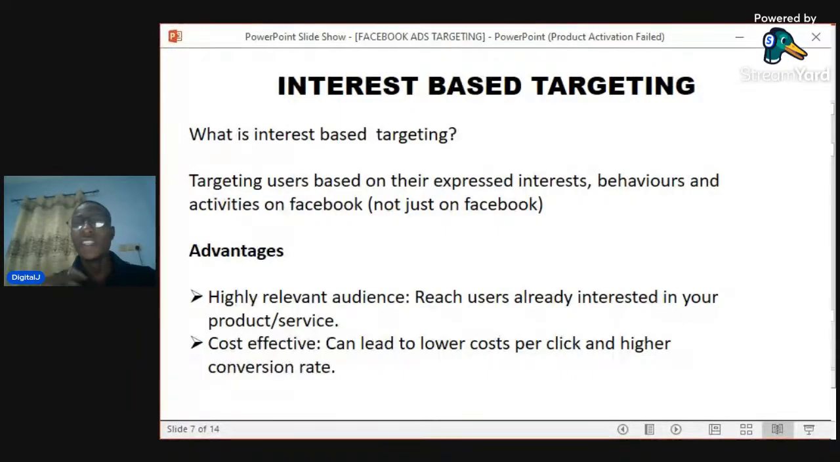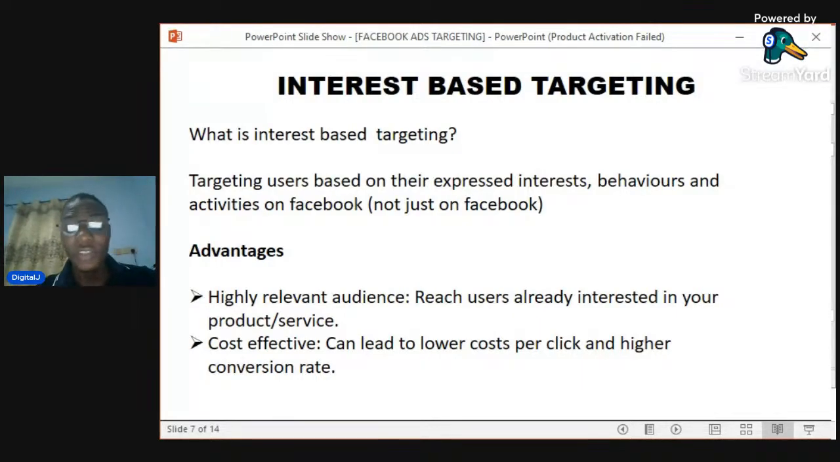You are the one telling Facebook that, okay, these are the kind of persons I want you to show my ads to. Understand? So it is not like broad targeting where you leave the targeting to Facebook to do for you. No, for interest-based targeting, you are the one telling Facebook to show my ads to this kind of persons, show my ads to people that are interested in wristwatches, in fashion, in shoes, and all of that. So that's for that.